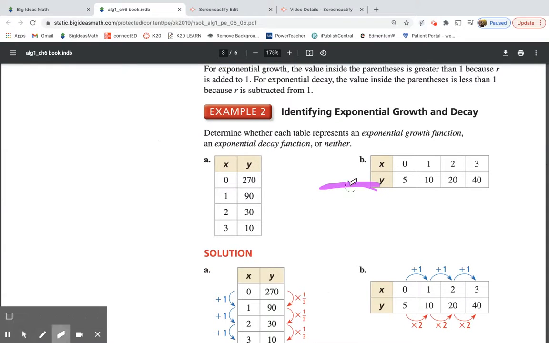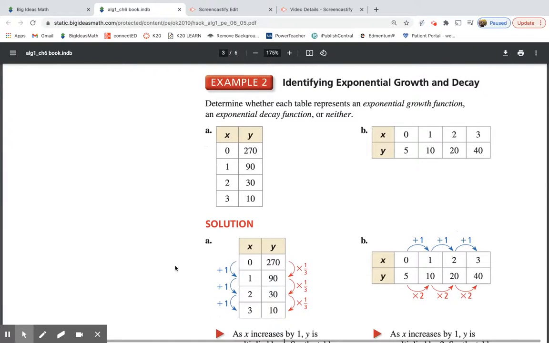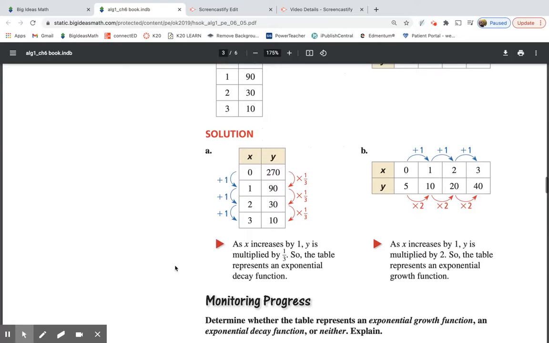So the first example says determine whether each table represents an exponential growth function, exponential decay function, or neither. So what we do on this problem is we look for a pattern. On A, if you notice on the X side, it goes up by 1. On the Y side, it's being multiplied by 1/3, or dividing by 3, but you would say multiply. Dividing by 3 is the same thing as multiplying by 1/3. So since x increases by 1, y is being multiplied by 1/3. That would represent exponential decay.